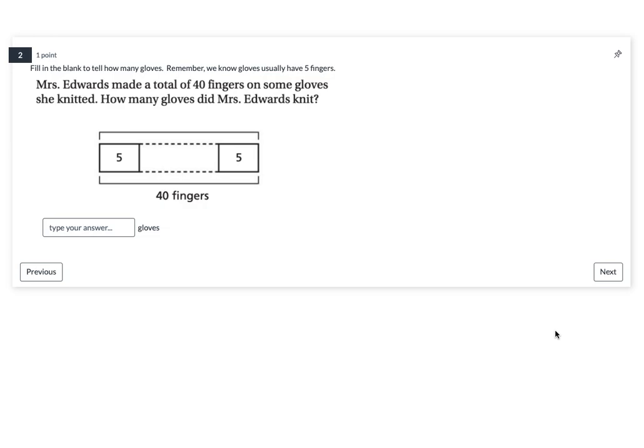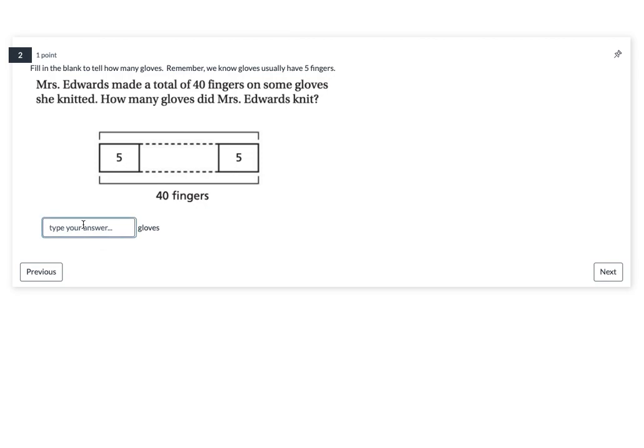Question 2. Fill in the blank to tell how many gloves. Remember, we know gloves usually have 5 fingers, so that's why here you'll see the number 5. They made an assumption that you knew that. Mrs. Edwards made a total of 40 fingers on some gloves she knitted. How many gloves did Mrs. Edwards knit? So each glove has 5 fingers because you have a thumb and 4 fingers, right? So 5 fingers that she knit. And she knit a total, her whole number is 40 fingers. So if you grouped them into groups of 5, how many gloves did she make?